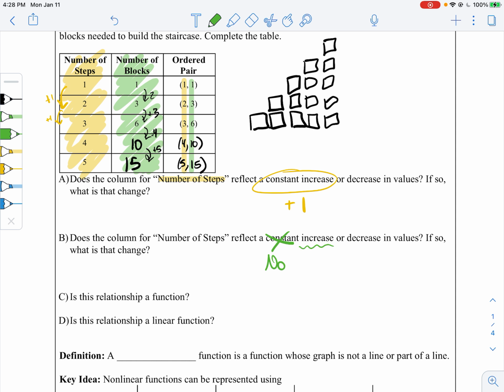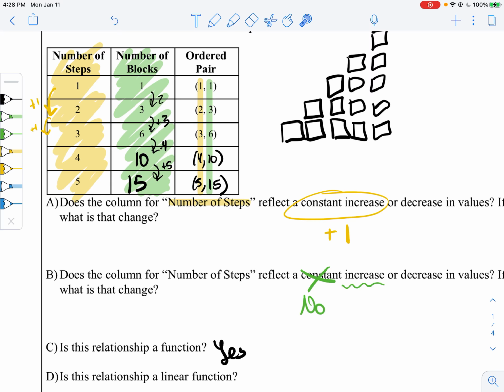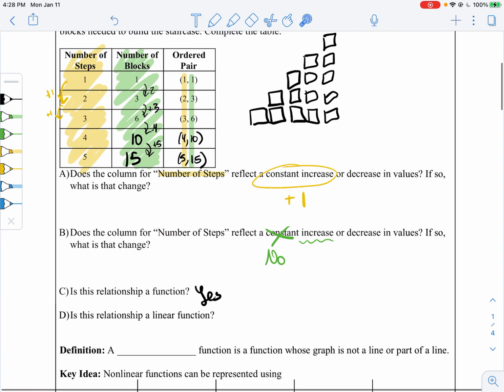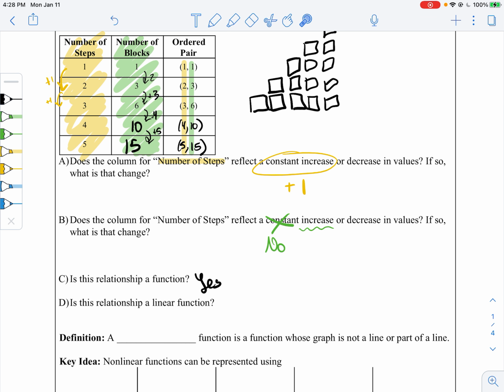So is this relationship a function? Well, yes, because there is a pattern, and it's not like you have a different number of blocks for the same number of steps. It's not like it takes 2 blocks to make 1 step, but also 1 block to make 1 step. This is a function, but it's not a linear function because the change is not constant.